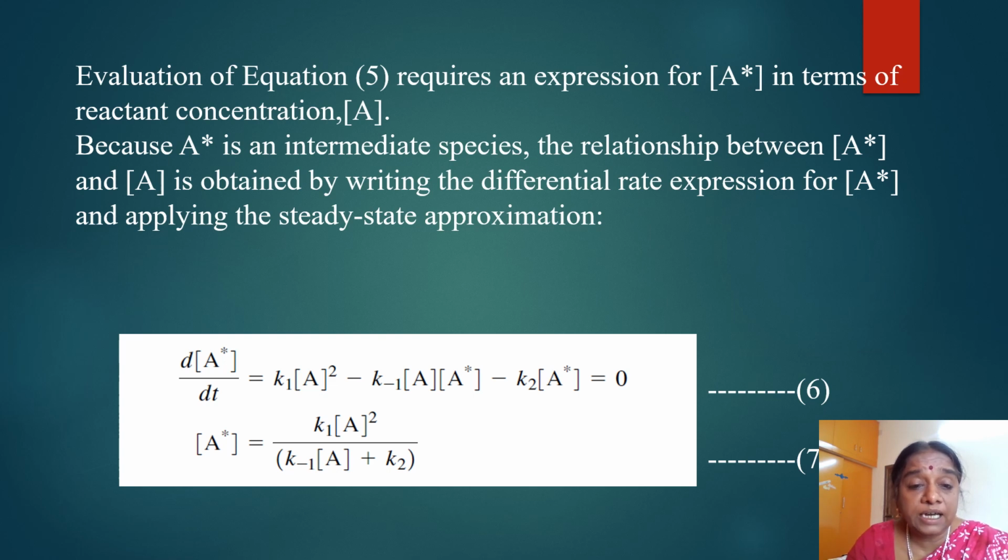This is known as the steady state approximation concept, by means of which we are able to arrive at the concentration of A star. So when we bring the like terms to the same side, and have A star alone on one side, we have K1 into concentration of A squared divided by K inverse into concentration of A plus K2, which will help us to substitute the A star concentration in equation 5.